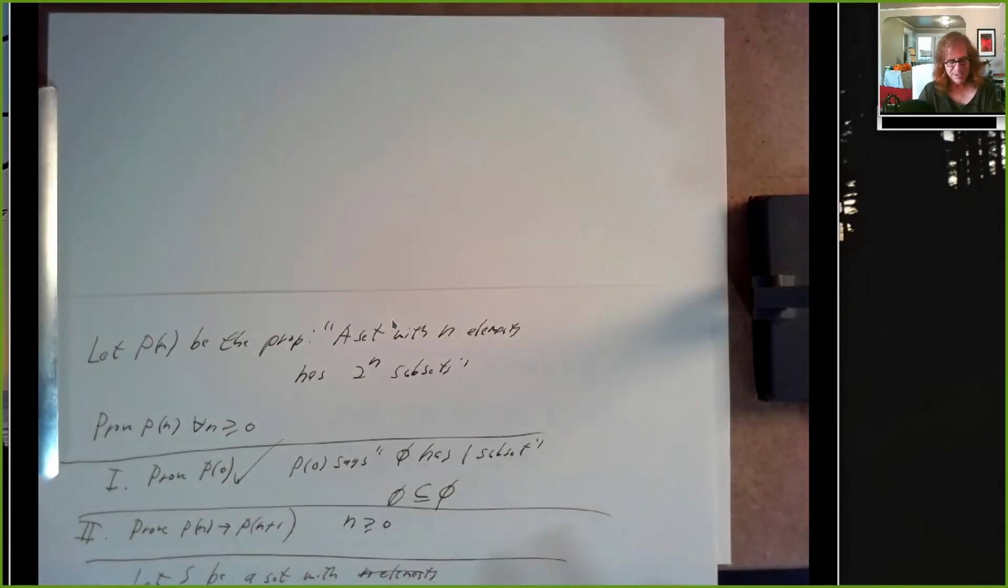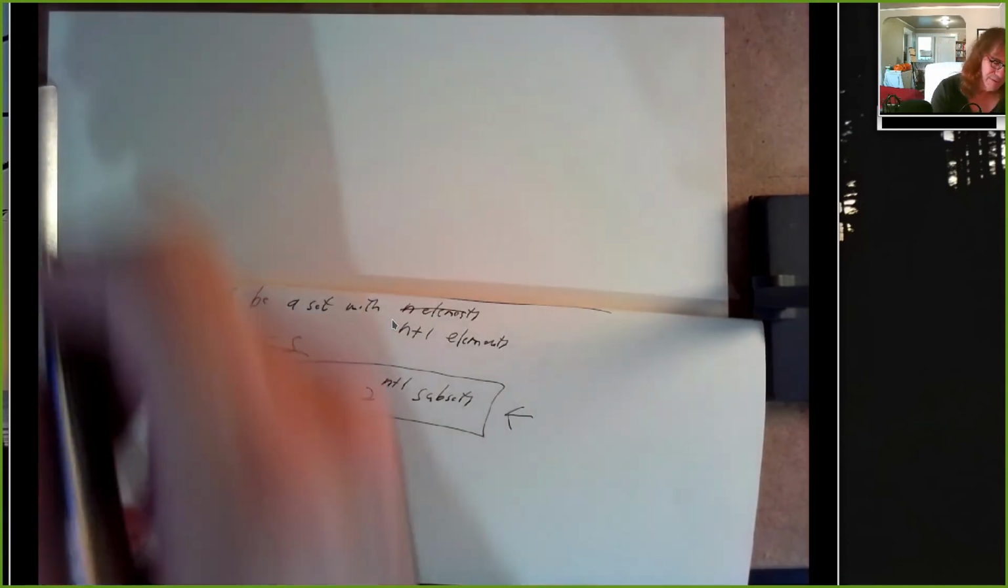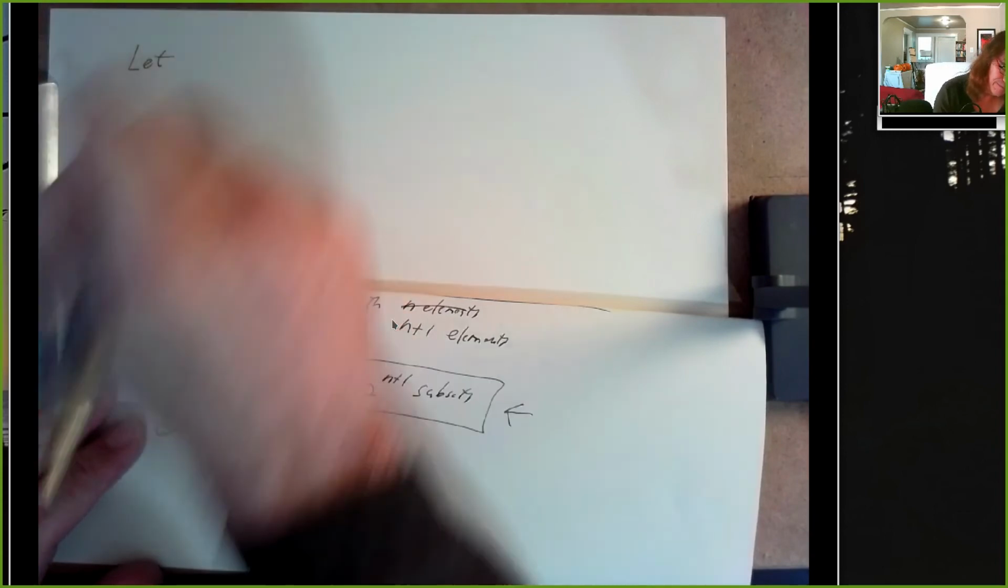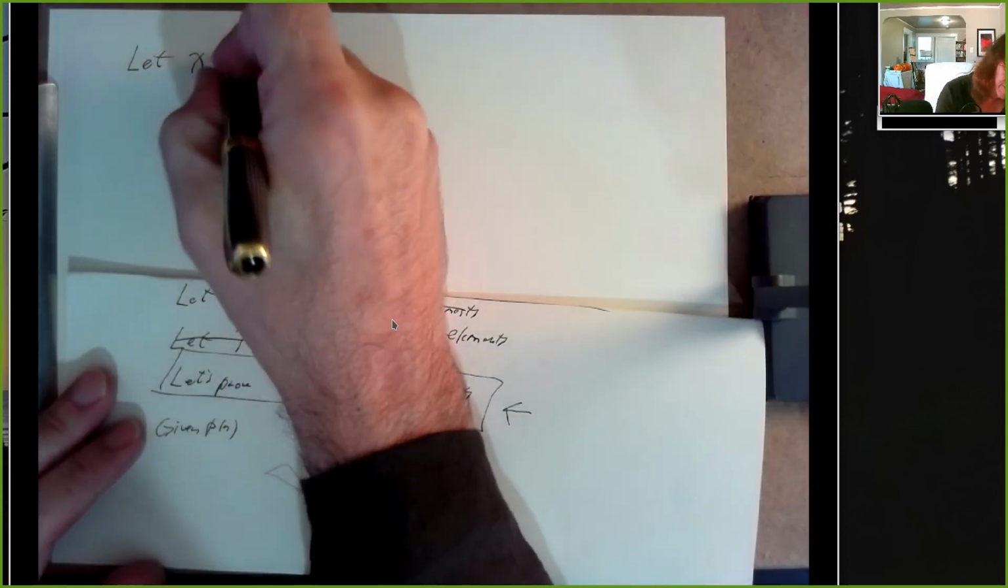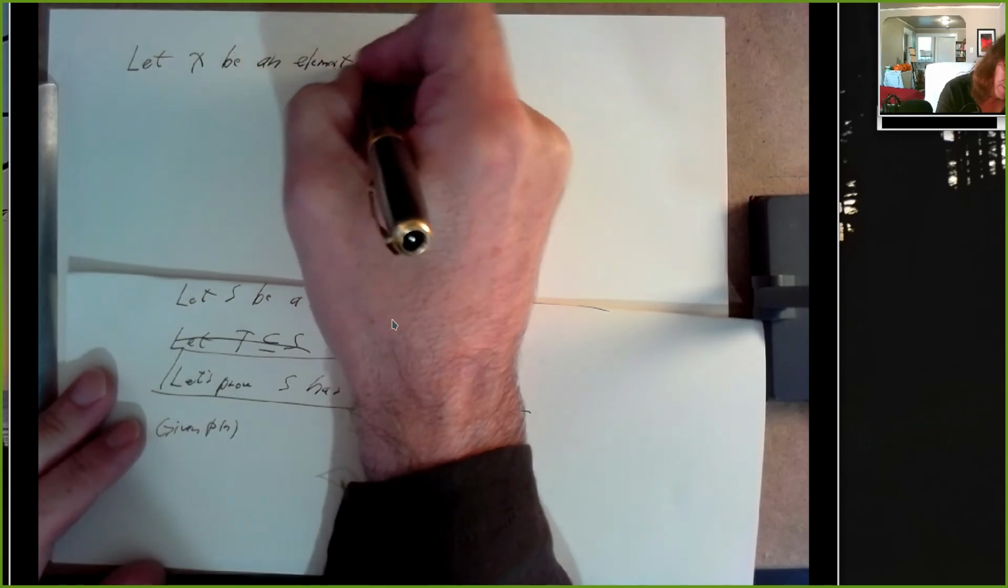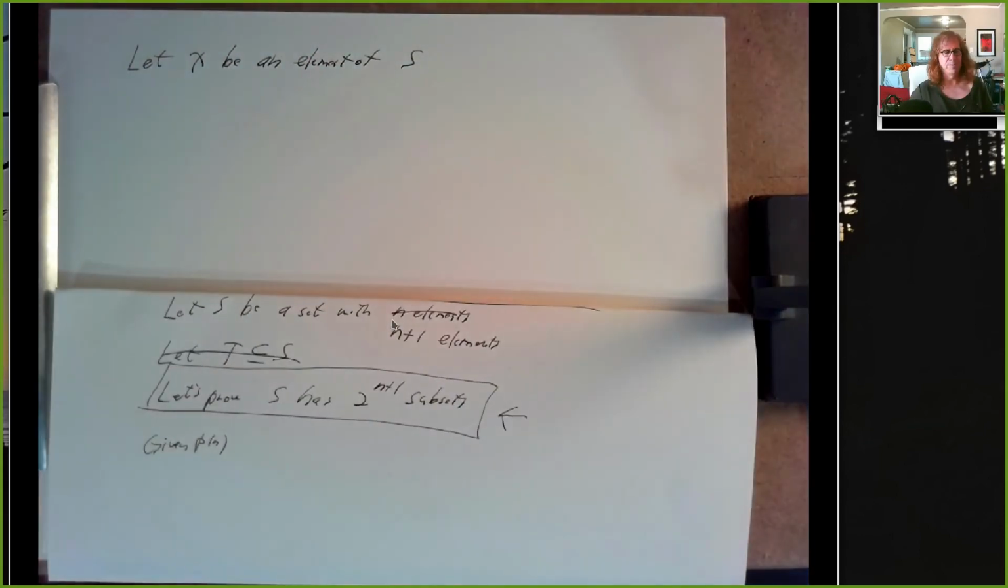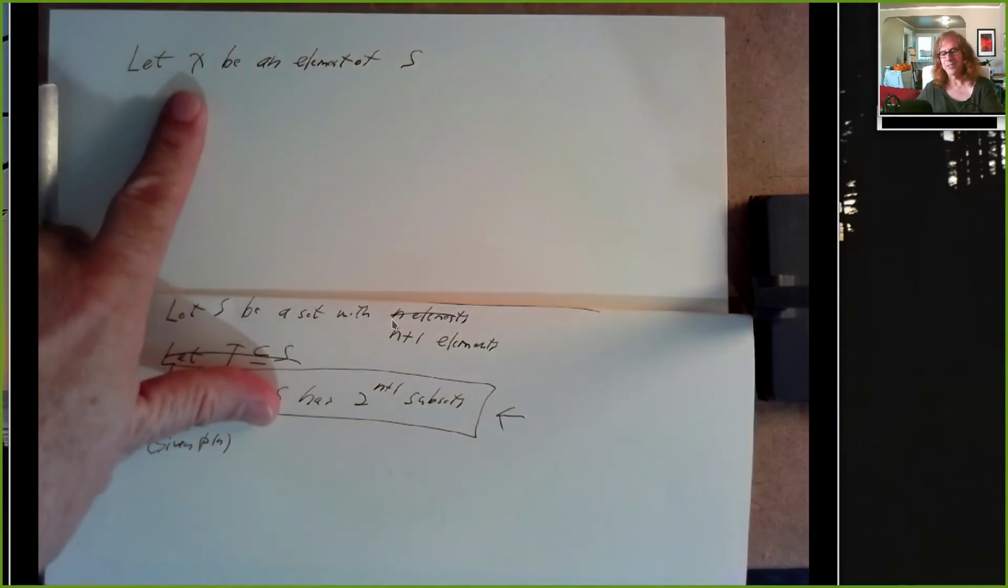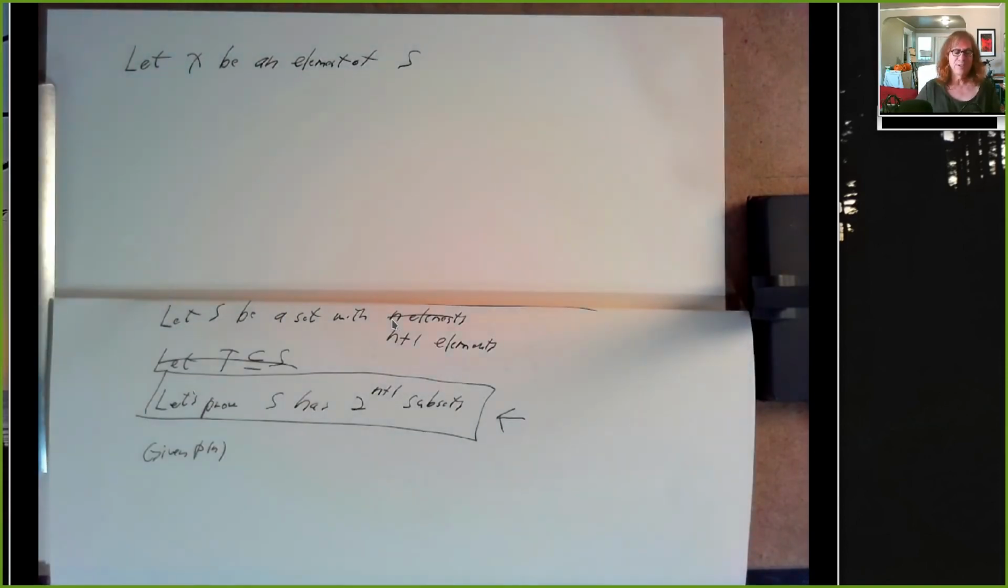Alright, remember I made mention last week of something called the axiom of choice? We're going to use the axiom of choice. So let X be an element of S. Okay, can't prove that you can actually do this, but if we assume the axiom of choice, then we're allowed to say let X be an element of S.